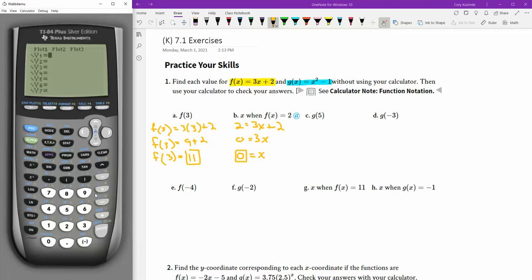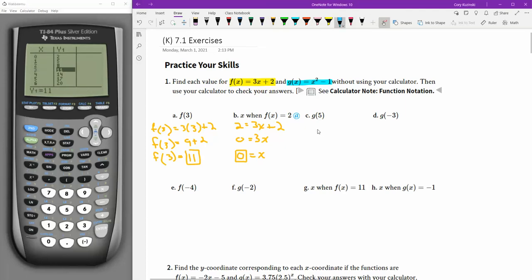Let's graph this function, 3x plus 2. Obviously it's a linear equation where the y-intercept is 2. So that answers the first question. When x is 0, the value of the function is 2. And then the other situation here is at 3, our output is 11.